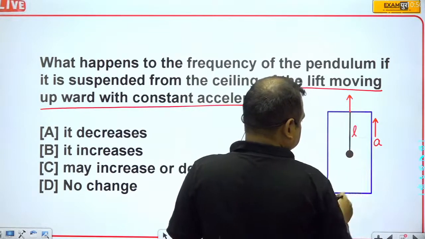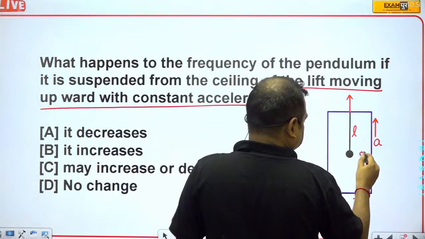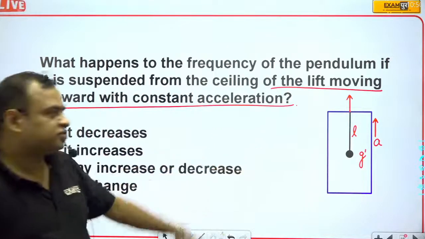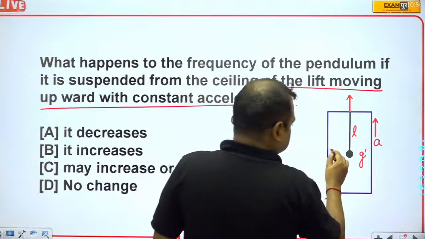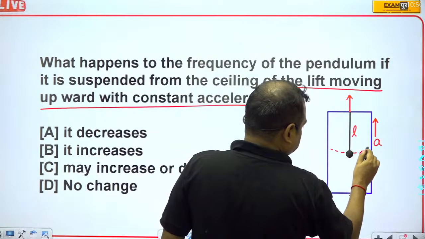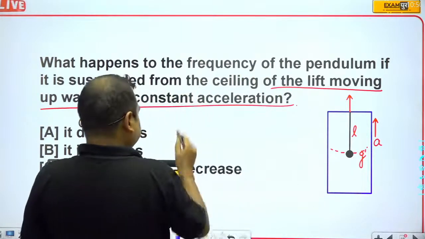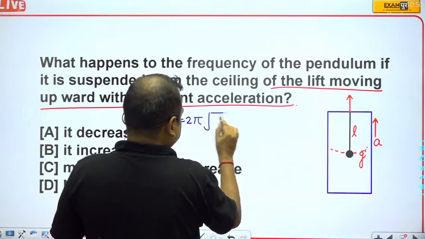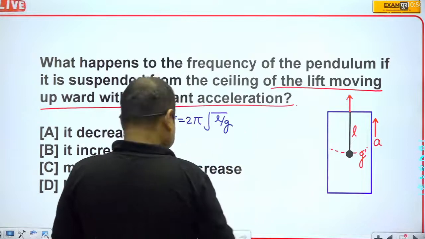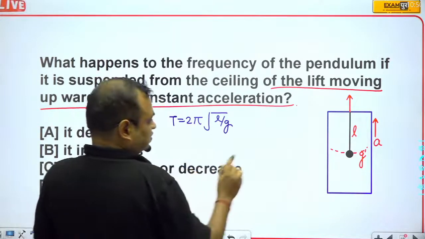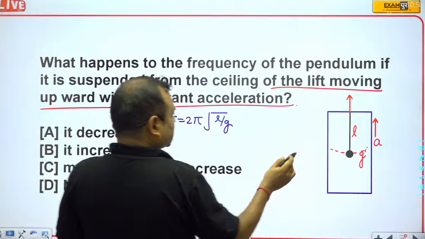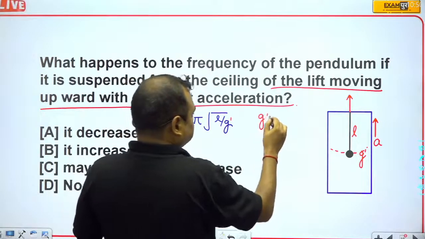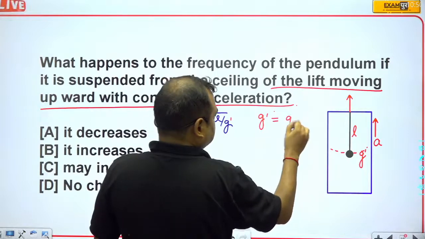Suppose that L is the length and G dash is the acceleration due to gravity with respect to this pendulum. Suppose that it moves like this. The time period T will be equal to 2 pi under root L upon G. And if it is going vertically upward, then obviously G dash is equal to G plus a.